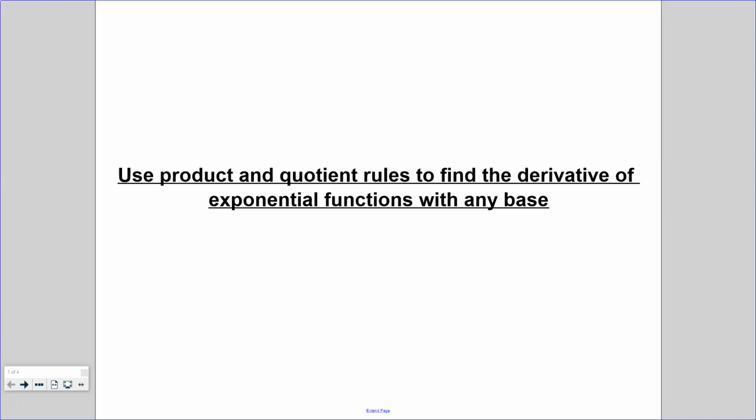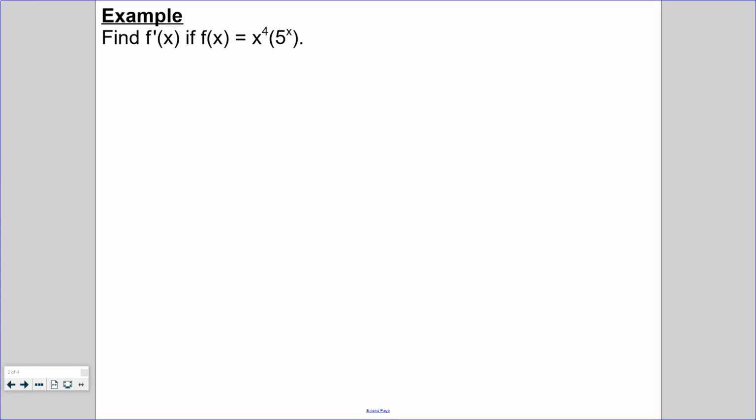Use product and quotient rules to find the derivative of exponential functions with any base. Let's take a look at our first example. So here we want to find f prime of x if f of x is equal to x to the fourth times 5 to the x power.